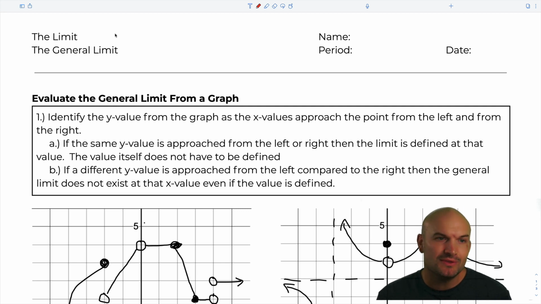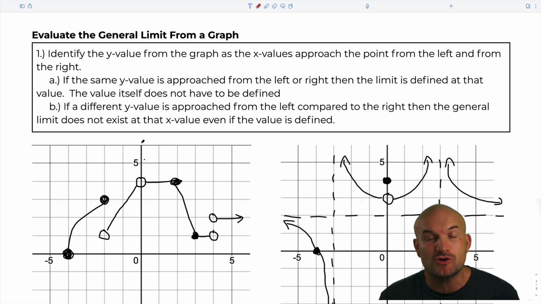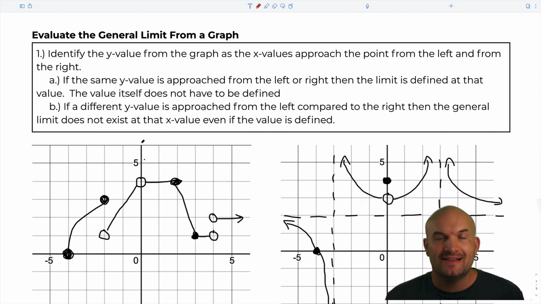All right, welcome back. So let's get into some actual examples for evaluating the general limit. Now we're going to start with evaluating the general limit from a graph. And when we're doing this, basically what we're trying to do is identify the y value that the graph is approaching from the left as well as from the right. And again, we can't do one or the other. It has to be both.